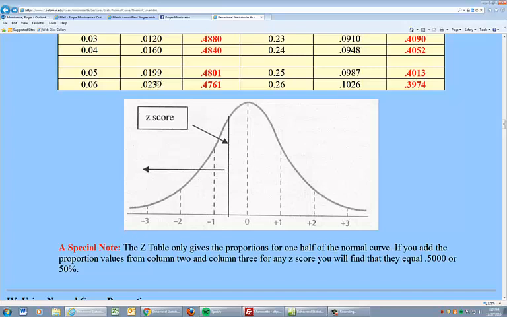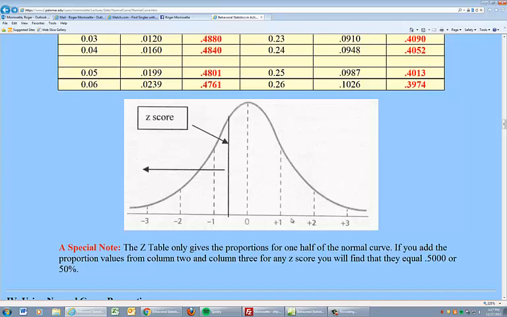then the z-scores, column 2 and column 3, should both add up to 50%, which is half of the normal curve. And that's what they all do. This plus this equals 50%. If the entire curve is 100%, half is 50%. The z-table only gives you 50% because the curve is symmetrical.